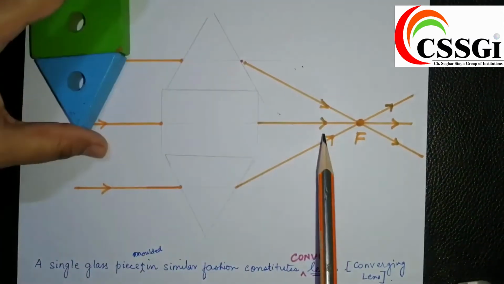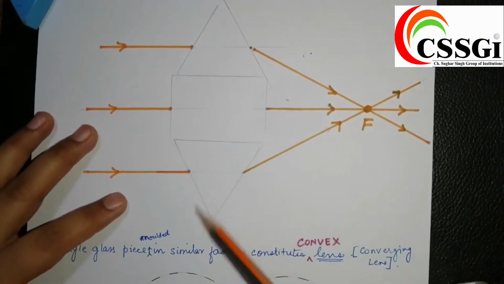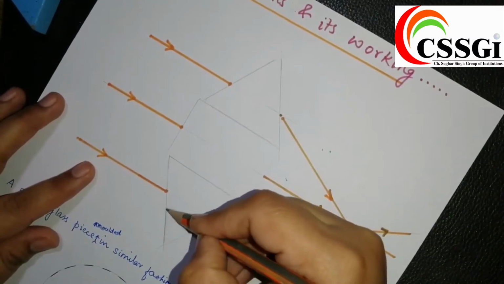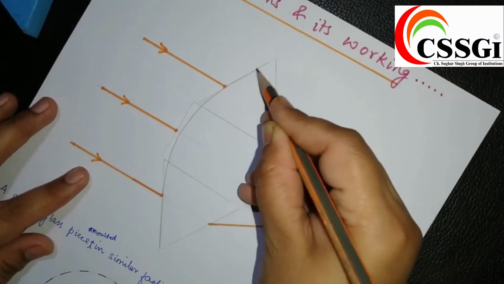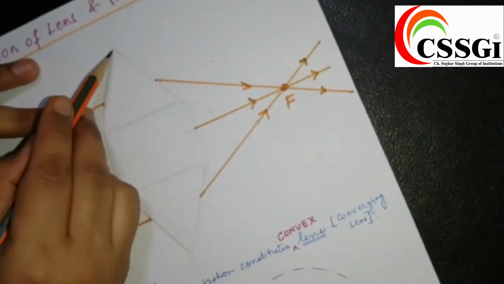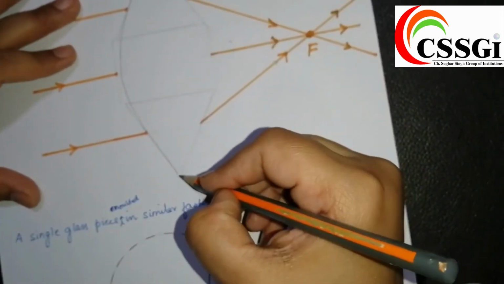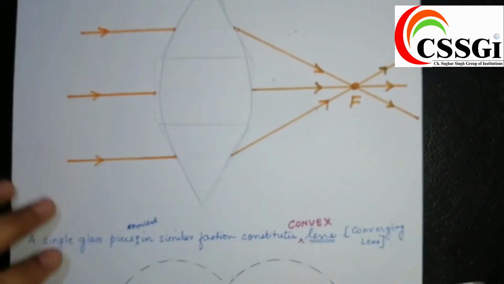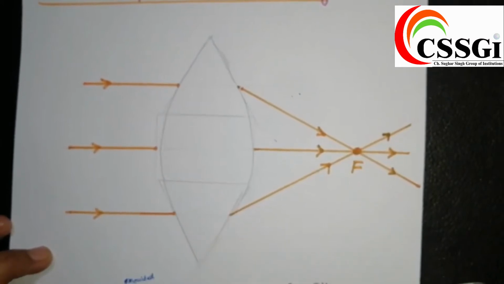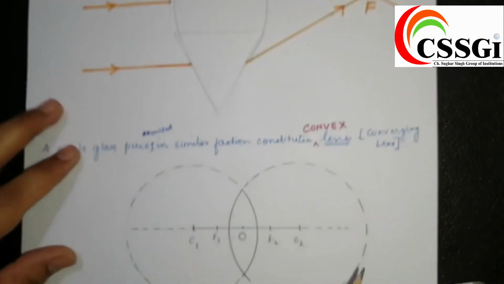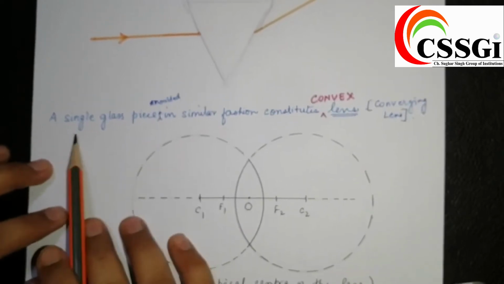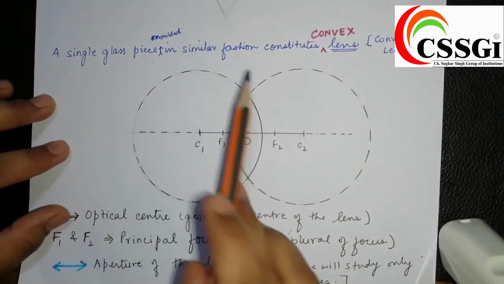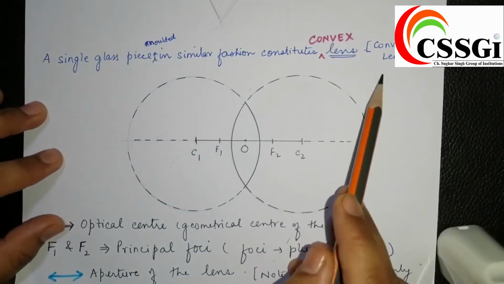Now if I remove these shapes, we get this kind of shape. Now you can get an idea. Now I can recarve it in this way. So now you can see we are getting the shape of a lens, isn't it? A single glass piece molded in a similar fashion as shown above constitutes a convex lens or a converging lens.